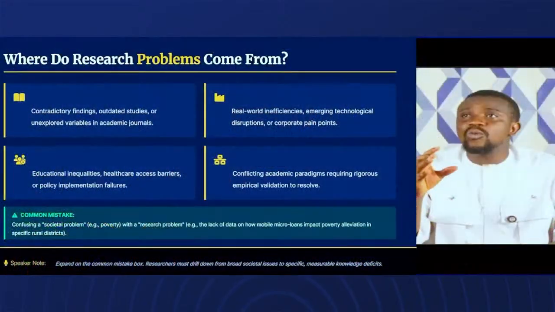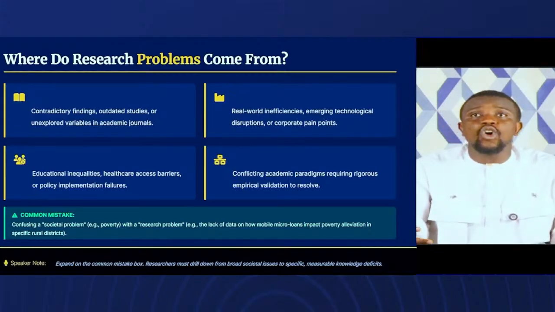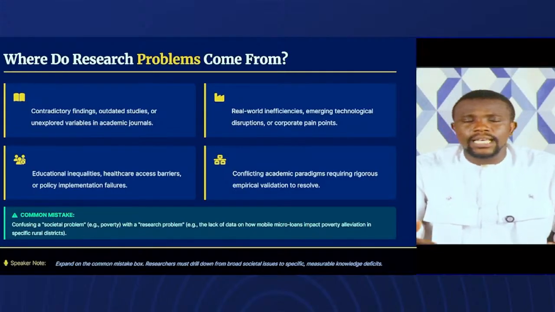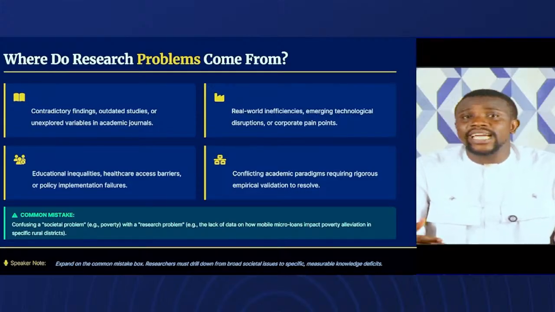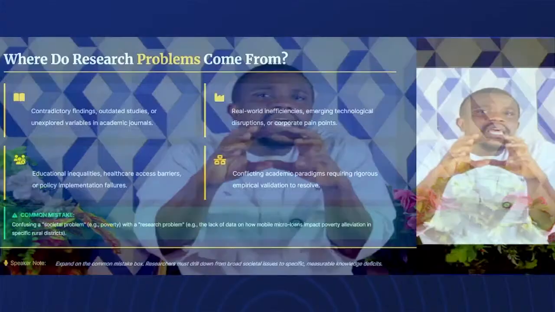Assuming that you are working in an industry, let's say you're working in an e-commerce industry, or in a pharmaceutical industry or energy industry. As you interact with your work, you might notice some real-world inefficiency. For example, you can also ask yourself this question: we are in the age of AI, how does AI disrupt my work? These are places where you can get your research problem. You can formulate it there.